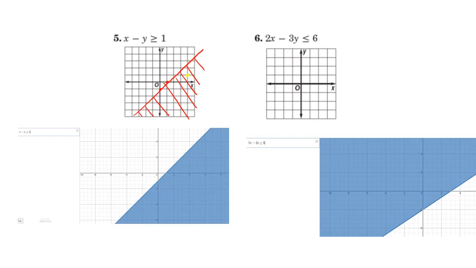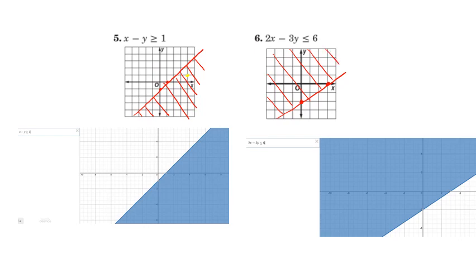And finally, example number 6. Graph that. So I get 2x, all the numbers are going to multiply 2 times x, subtract 3 times y. I get something less than or equal to 6, so it should be a solid line. This goes through negative 2, it goes through 3 here. It's a solid line and shade above. So again, all these points gave me a true statement.